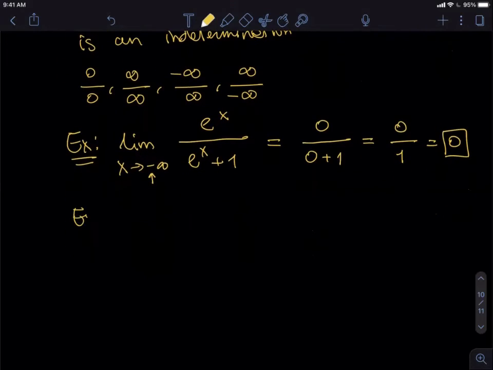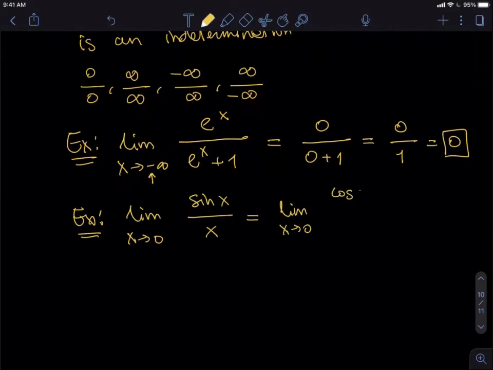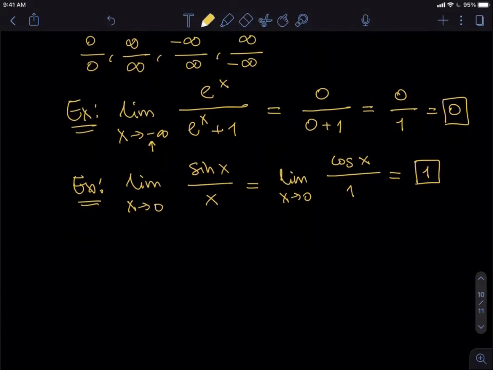Now, more limits that we can do that we couldn't do before. So the limit as x tends to 0 of sine of x divided by x. Now this one becomes very easy because the derivative of the sine is the cosine and the derivative of x is 1. So the cosine of 0 is 1. So the limit is 1.